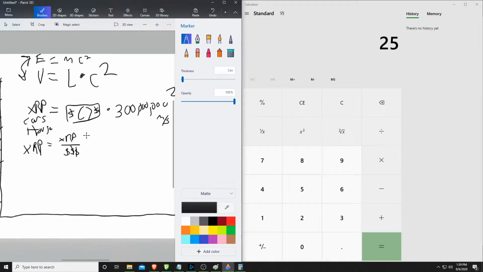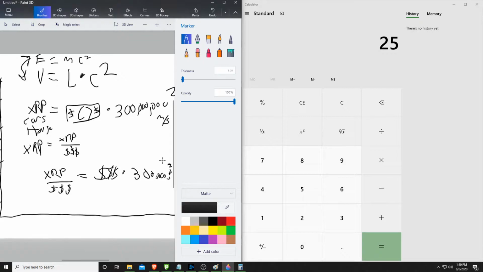XRP is equal to the XRP currency, on Coinbase that you can buy, divided by the dollar bills that you have, that you've invested, right? Or in other words, it's equal to the value of a dollar bill at that point in time. So XRP divided by dollar bills is equal to dollar bills times the speed of light. I don't have enough space.